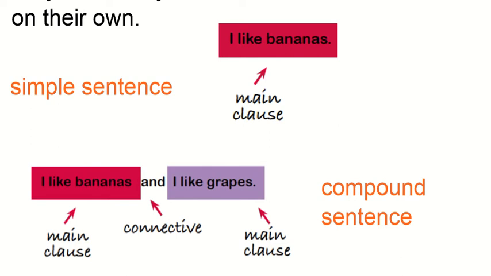I like bananas and I like grapes. Here we have two main clauses. I like bananas. I like grapes. They've been joined together with a connective or as we now call them, a conjunction. Can you remember the type of conjunction "and" is? Well done, that's right. It's a coordinating conjunction. So, a simple sentence, I like bananas, contains one main clause. When we have two main clauses, I like bananas, I like grapes, that have been joined together with a conjunction, we have a compound sentence. Both of these main clauses make sense on their own.